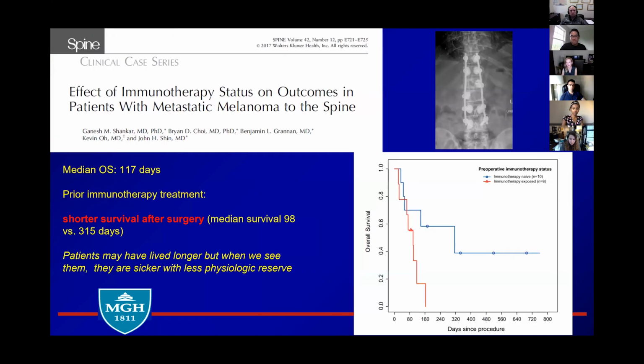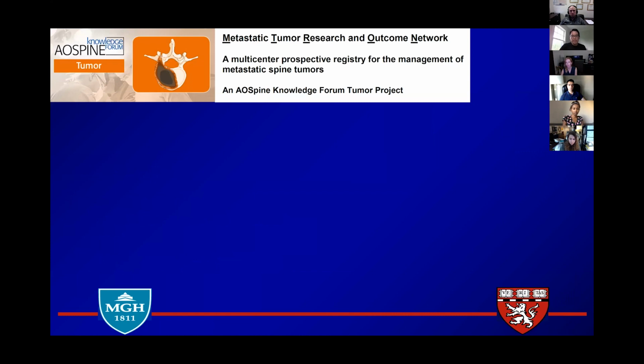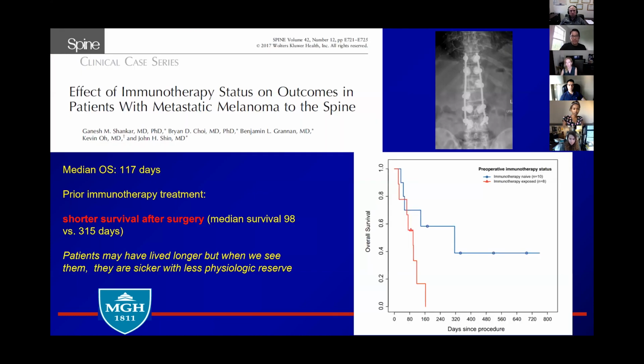I know I'm kind of blasting through this, so if anyone has questions, please just interrupt. But I want to kind of get through it. So if anyone has questions, we can talk about it. This is all based on retrospective data. Okay, so this is MGH retrospective data. The MD Anderson data is retrospective.